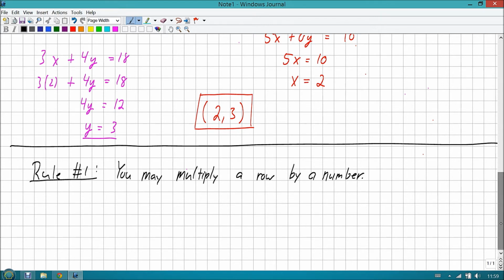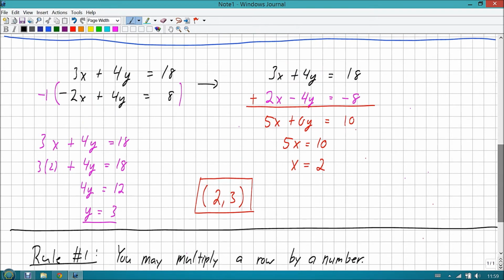Meaning, if we look in our two examples, on our second example, I multiplied my second row by negative 1. So I can multiply a row by a number. Can I multiply an individual piece by a number? No. I have to multiply the whole thing. The whole enchilada, the whole watermelon, all of it by that same number.